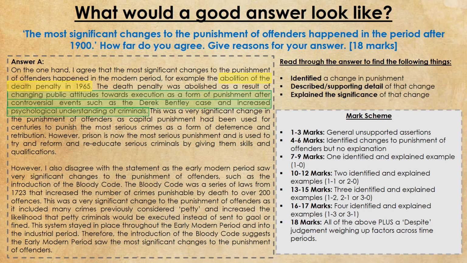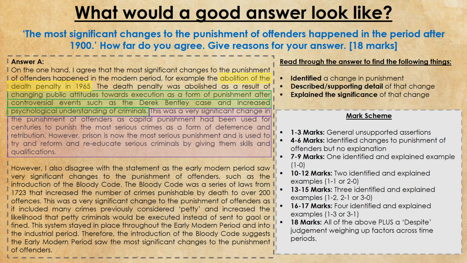So they are arguing, actually, yes, the modern period did see one of the most significant changes to the punishment of offenders. So because they have fully explained that example, I would put that at the top of the 9 marks because that is one identified and explained example. That's a very good start. Let's see if they can carry it on.